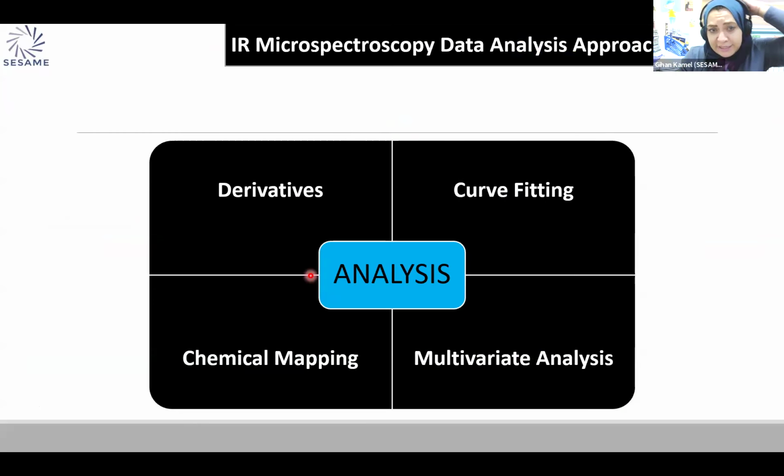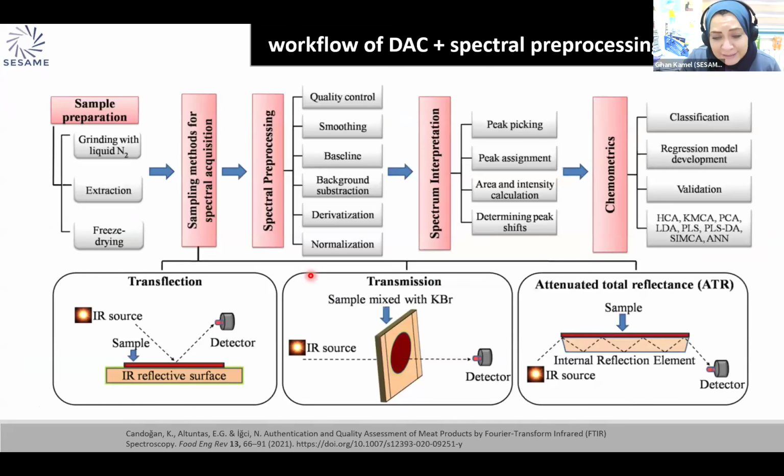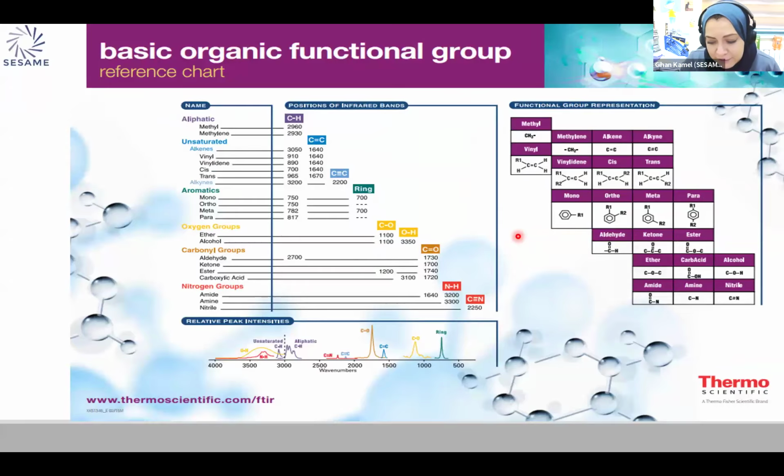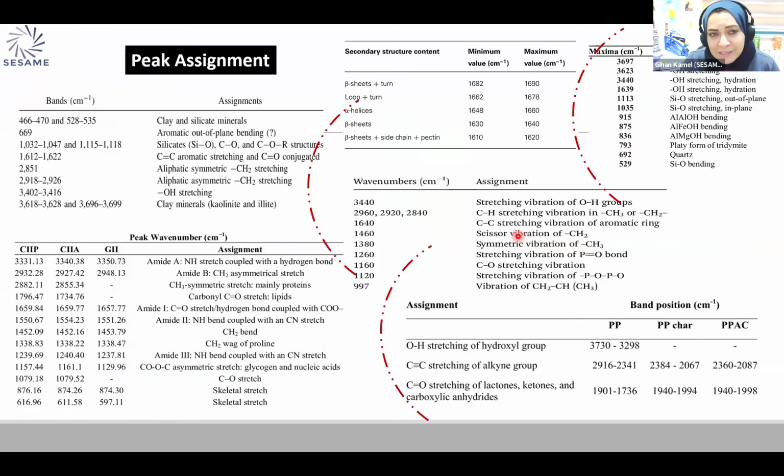Again, for the data processing and analysis, there are different methods you can get custom to if you want. So derivatives or curve fitting, chemical mapping, multivariate statistical analysis. I put here again a workflow for the data acquisition, spectral preprocessing. And again, everything is somehow, you need to go like a systematic way in the experiment. Usually, we also rely on this if you want to identify some functional groups. And for peak assignment, there are a lot of tables that you can refer to identify the peaks in your sample.